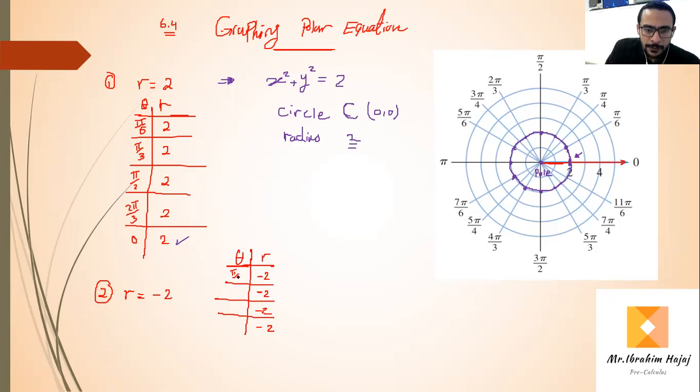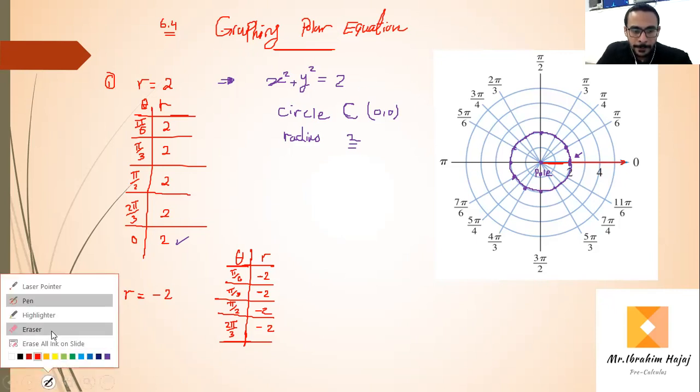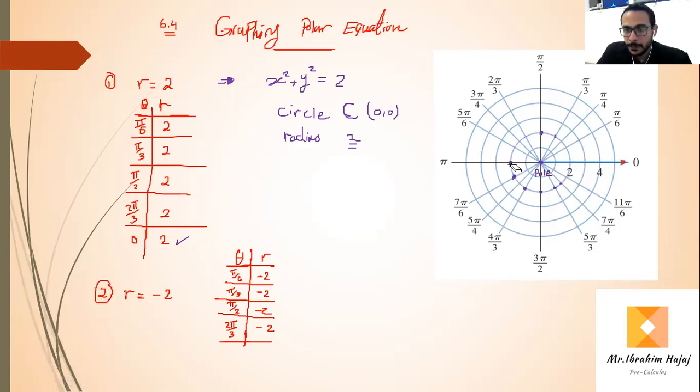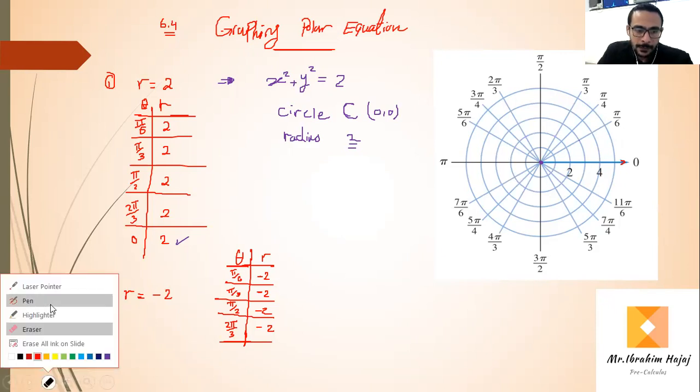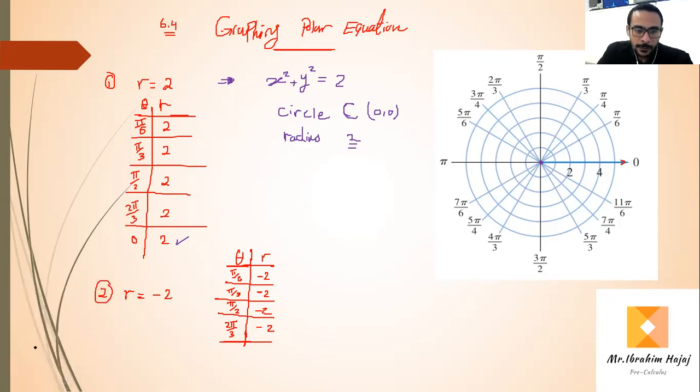We can say pi over 6, pi over 3, pi over 2, which is 90 degrees, and then 2 pi over 3. And don't forget to start from 0. I'm going to graph here, but please pay attention. I will erase the first graph, use the same polar plane, and plot the new points from the second table. Let us change the color to black.